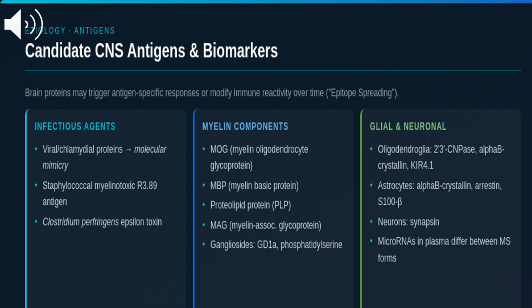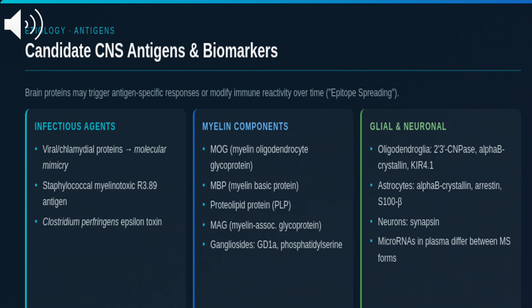Staphylococcal myelinotoxic R3.89 antigen and Clostridium perfringens epsilon toxin are concrete examples of directly destructive bacterial products implicated in this process. The second category, and arguably the most intensively studied, is myelin components. This includes myelin oligodendrocyte glycoprotein, or MOG, myelin basic protein, or MBP, proteolipid protein, or PLP, and myelin-associated glycoprotein, or MAG. Various glycolipids, including ganglioside GD1A, phosphatidylserine, and phosphatidylcholine, have also been implicated.